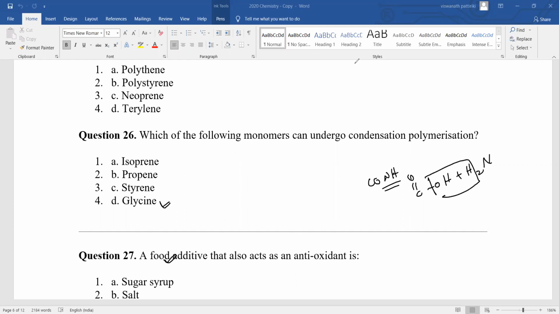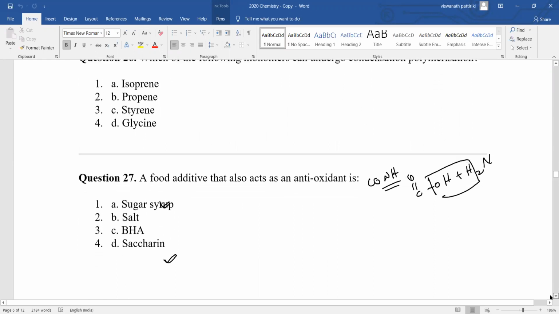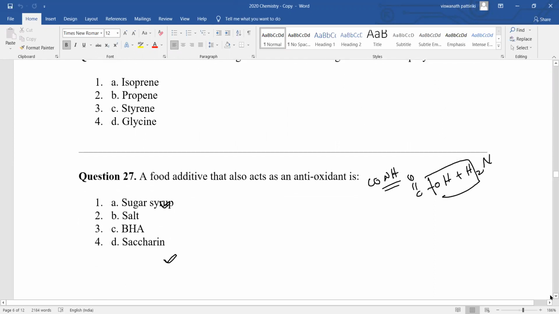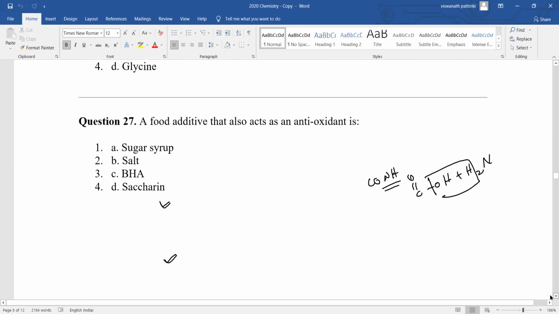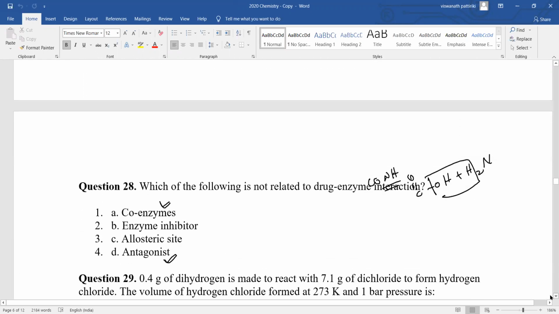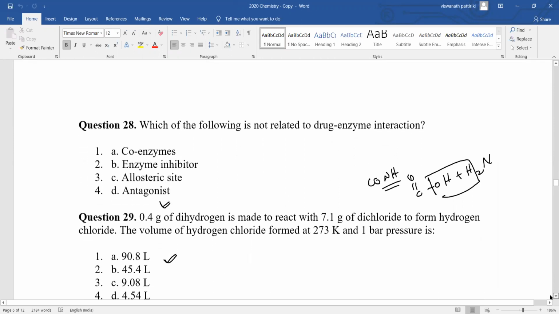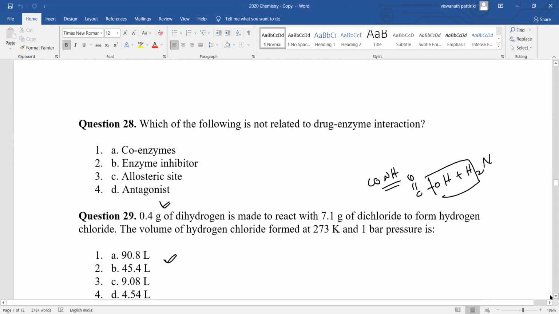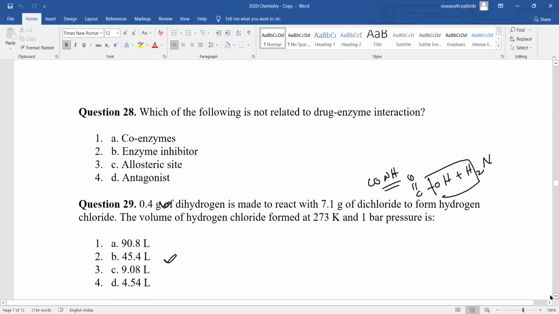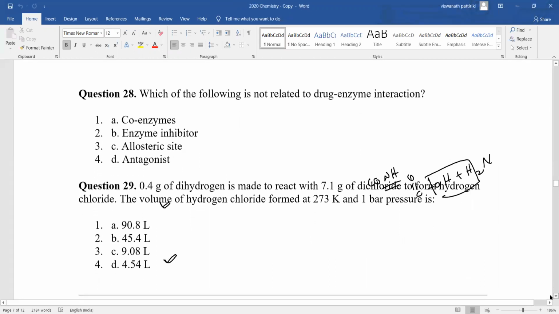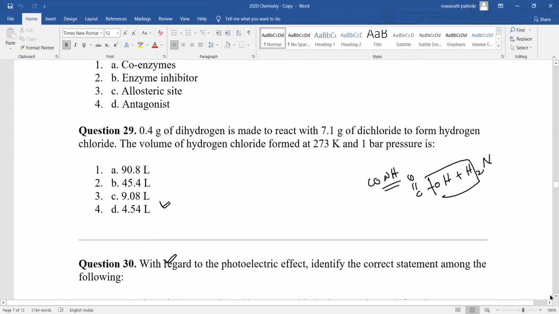And which food additive also acts as an antioxidant? BHA. Okay, so that is BHA. That is a simple one. And which of the following is not related to drug enzyme interaction? Antagonist is not related to drug enzyme interaction. That is option D.